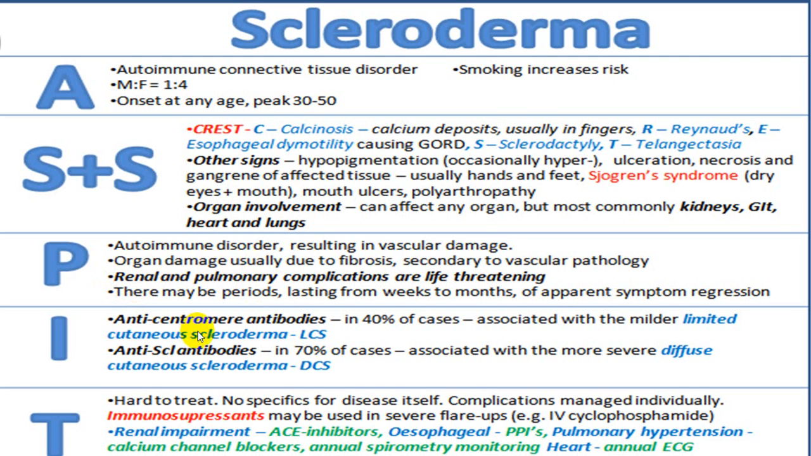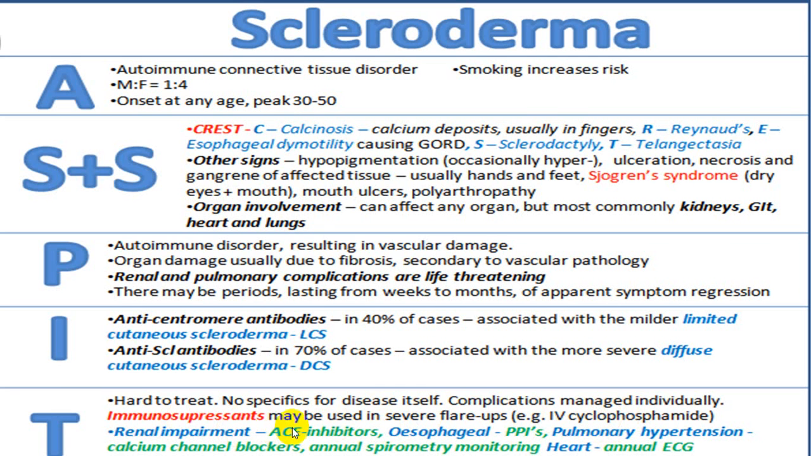As far as antibodies are concerned, in limited cutaneous scleroderma, the ACA antibody, anti-centromere, is positive in 40% of the people, while in the diffuse variety, the anti-scleroderma antibody is present not in 70%, almost we say 90%. And T is hard to treat, that is immunosuppression does not give good results. Even after using cyclophosphamide, it does not give good results.